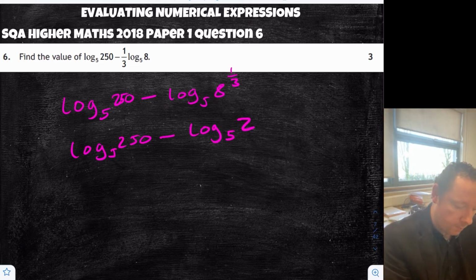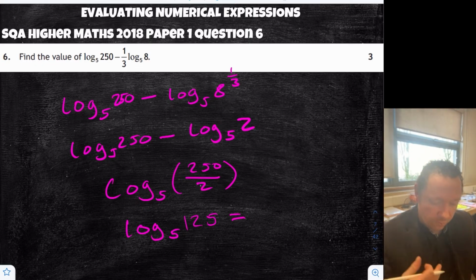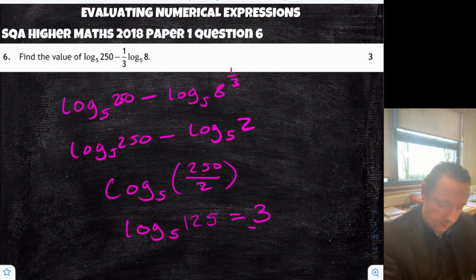So that's log 5 250 minus, remember, to the power of a third is the cube root, so it's log 5 2. And now we can combine a minus, because a minus means you can do this number divided by this number. So as one log, we get log 5 of 250 over 2. That's log 5 125. So 5 squared is 25, so 5 cubed is 125, so the answer is 3, because 5 cubed is 125. And we're done there.